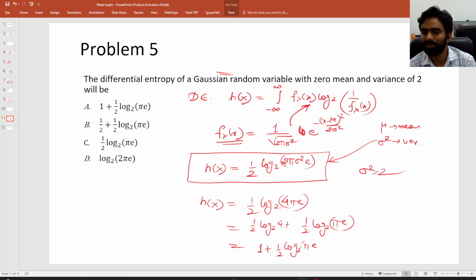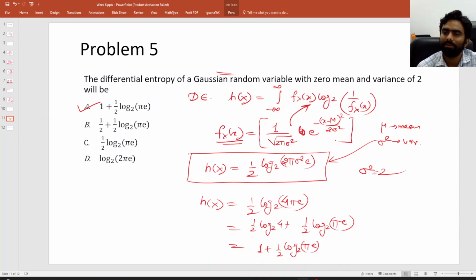So what is the answer here? Option number, I think A is there, no? Okay, yes, A. So this is also a basic question, but yes, if you are not remembering the formula of Gaussian random variable, then you can always solve by using this one. This will take some time, but I urge you to go through this also and derive this one by yourself. Clear? It is clear?